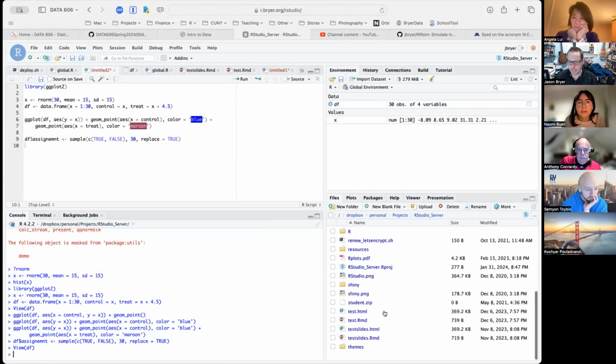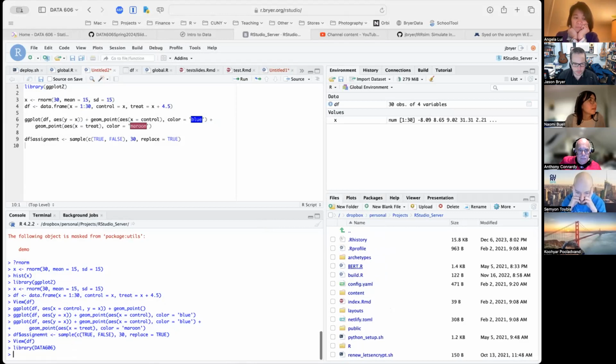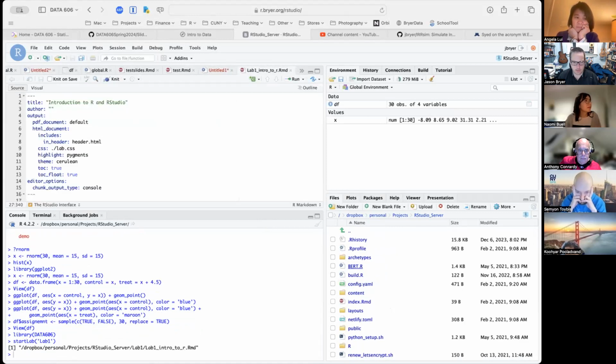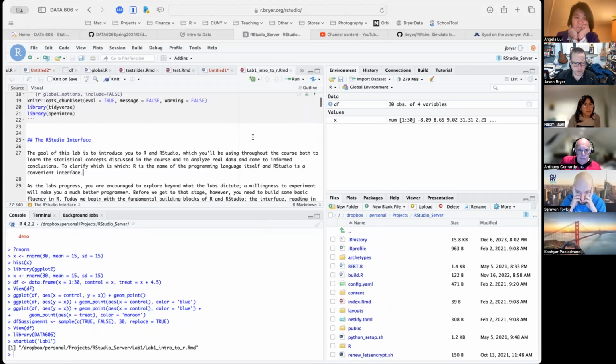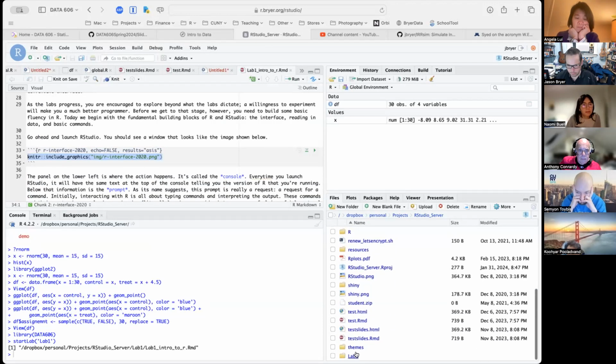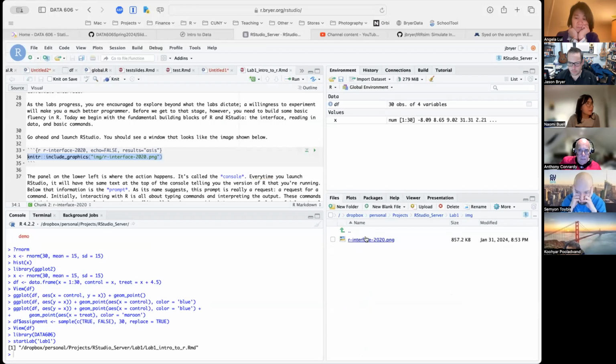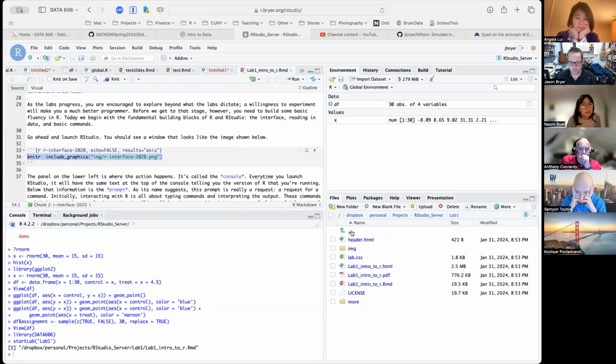Did you use the start lab function? Yes. Okay, so let me do this. If I'm here, I'm going to do library data 606, and I'm going to do start lab 1. So it's complaining about this. Okay, if I go into the lab 1 folder, do you see an IMG folder in that? Yeah, the PNG file is there, but it's not detecting it.